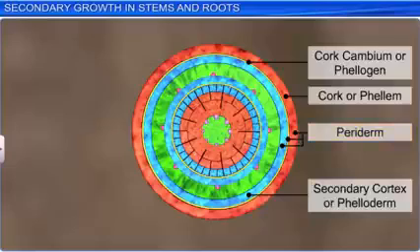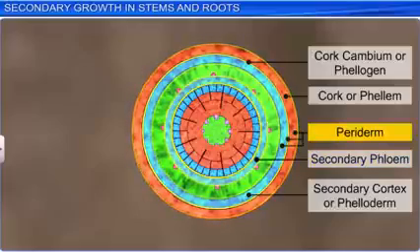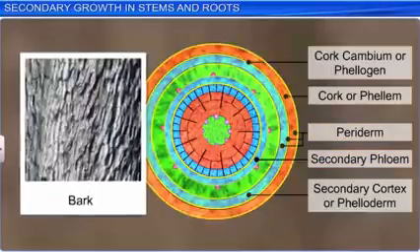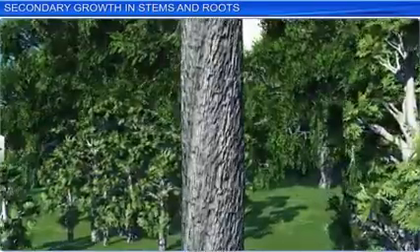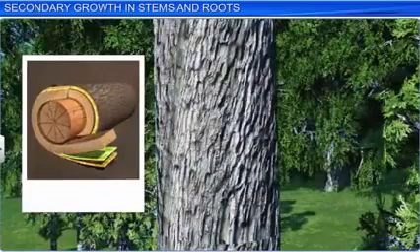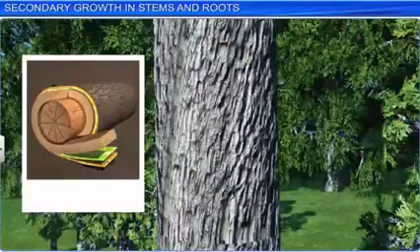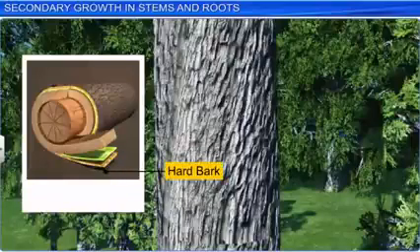Tissues outside the vascular cambium, which include the secondary phloem and periderm, are typically known as bark. Bark forms the outermost layer of the stem and roots of woody plants. Bark formed in the early season is called early or soft bark, while bark formed at the end of the season is called late or hard bark.